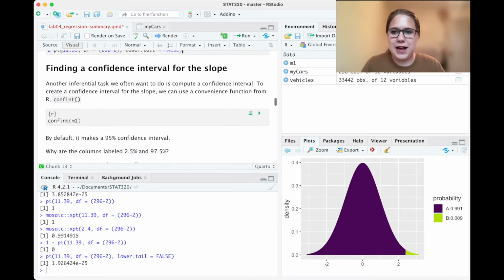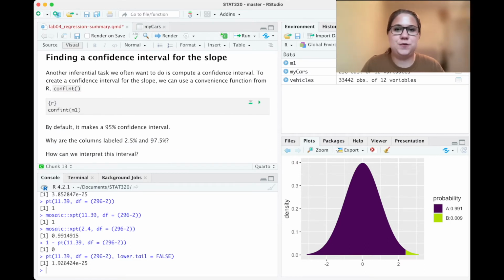Okay, our next inferential task would be to find a confidence interval for the slope. And if I was being nice, I would let you fit a model and then use confint.